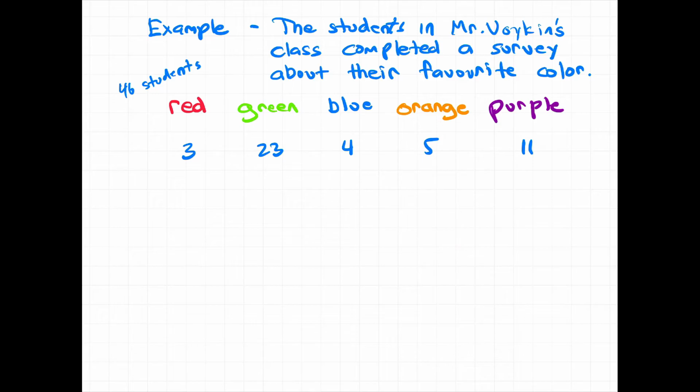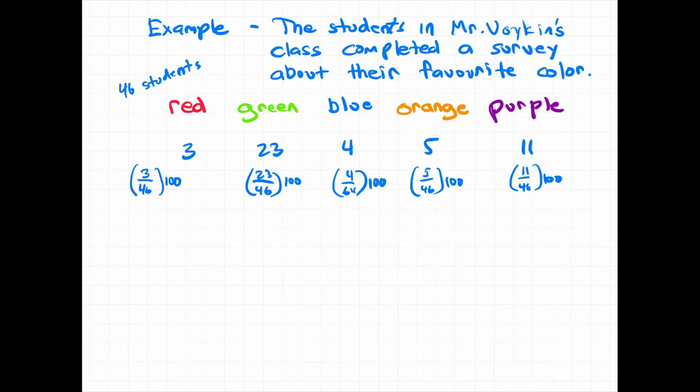Okay, so what I want to do is calculate the percentage of students that like these colors. So what am I going to do? I'm going to take 3 and put it over the total of 46, and then multiply that by 100. And I'm going to do 23 over 46, and then multiply that by 100. And I want to do the same all the way down the line. And that is going to convert this ratio into a percentage.